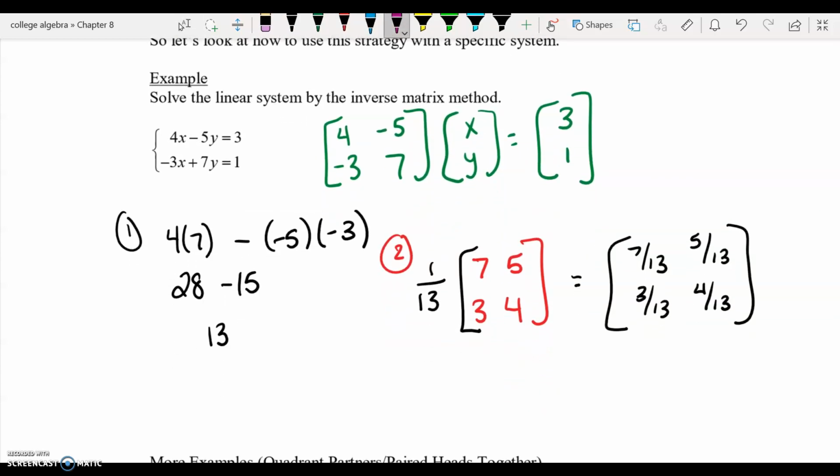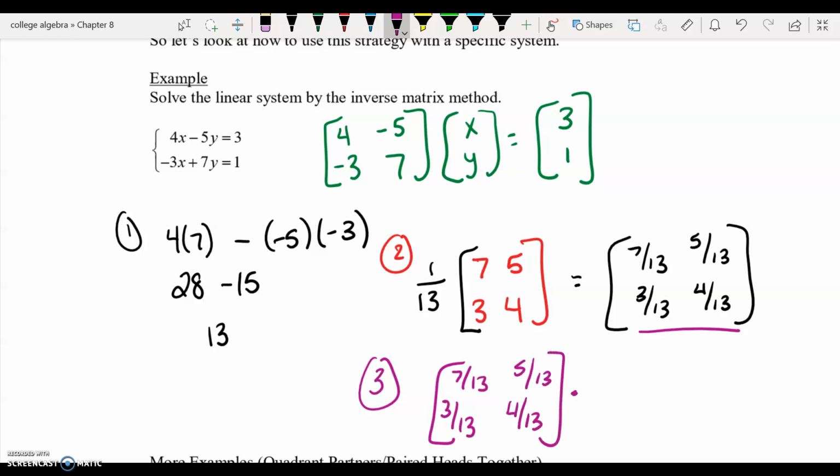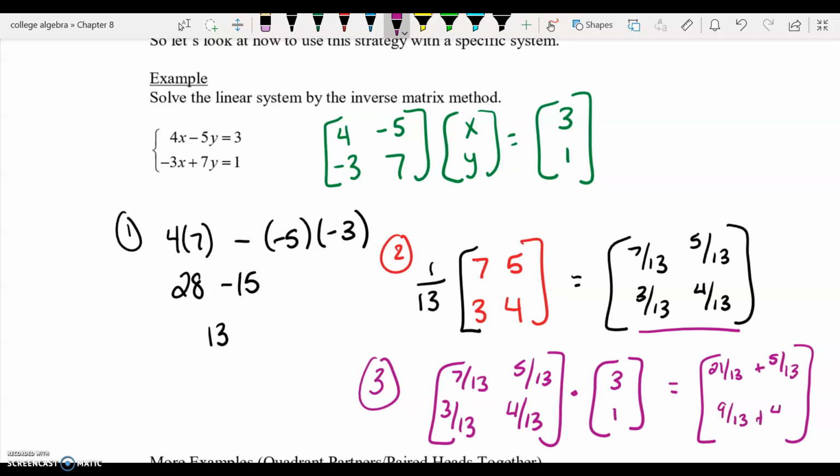Okay, and the last step to solve these, what you're going to do is you're going to take your matrix that you just got, times your x and y answers that we had in the original equation. So that would be 21 over 13 plus 5 over 13 for my first one, and then my bottom one's going to be 9 over 13 plus 4 over 13.